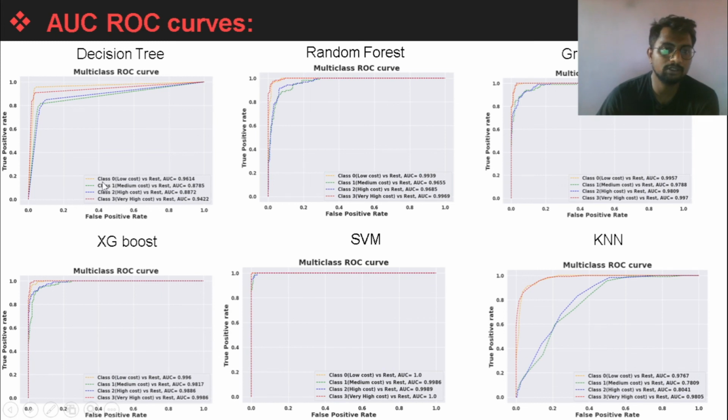One more thing we observed is that there is a slight misclassification between class 1 and class 2. Here we can see this blue line and green line indicate there is a misclassification between both classes.